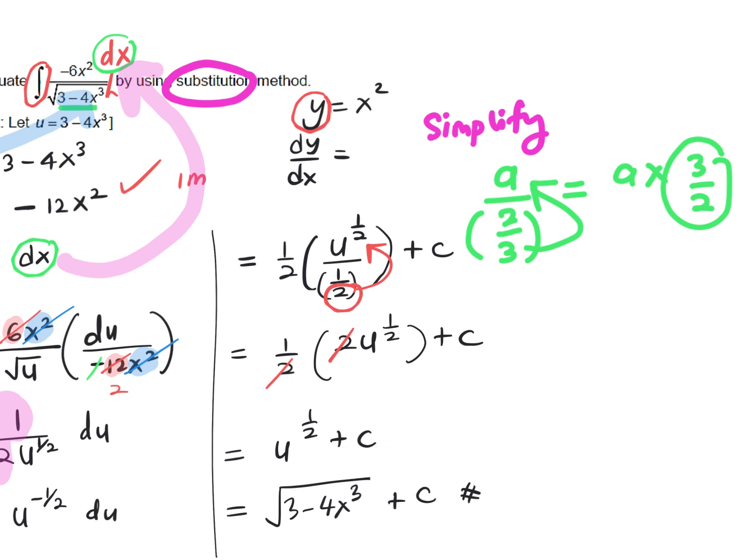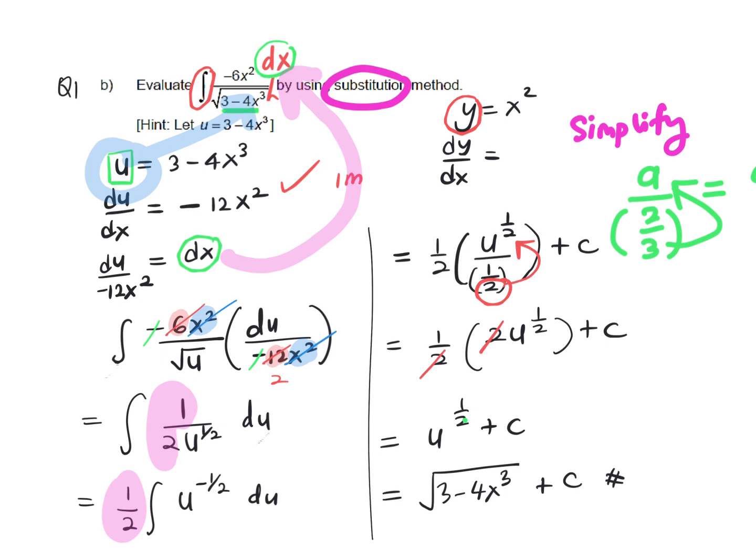So the last step is you need to replace back with the u term that previously we assigned. So the u term just now, it should be here, this one: 3 minus 4x cubed. So just replace this one, 3 minus 4x cubed. So this will be your final answer.